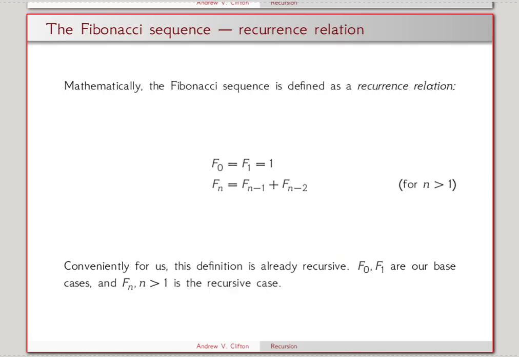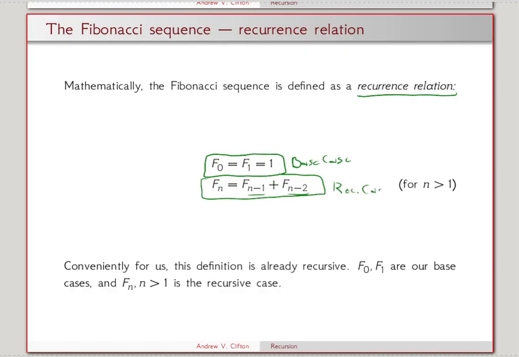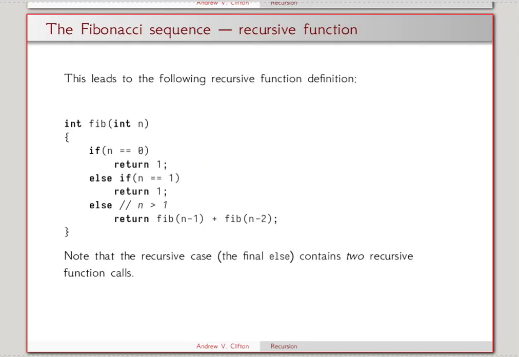So mathematically, the Fibonacci sequence is nice for our purposes here because it's defined as a recurrence relation, which means it already comes to us in a recursive form. F0 and F1 are just defined to be 1. That's going to be our base case. And then Fn is defined in terms of n minus 1 and n minus 2, the previous ones. That's going to be our recursive case. So we don't have to do any work to figure out how to do this recursively because it already comes to us defined that way, which is kind of nice.